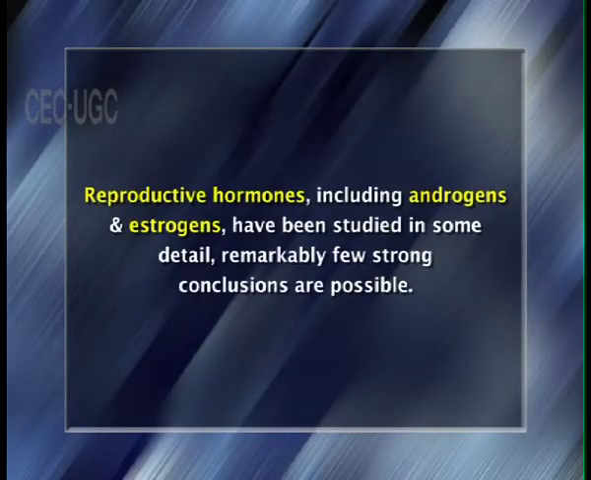Human behavior is influenced by many factors. Among these are hormones or other chemicals produced by various tissues or glands throughout the body. Although reproductive hormones, including androgens and estrogens, have been studied in some detail, remarkably few strong conclusions are possible. However, new studies implicating neuropeptides such as oxytocin and vasopressin in human behavior suggest physiological substrates that may offer insight into hormonal influence on human behavior.